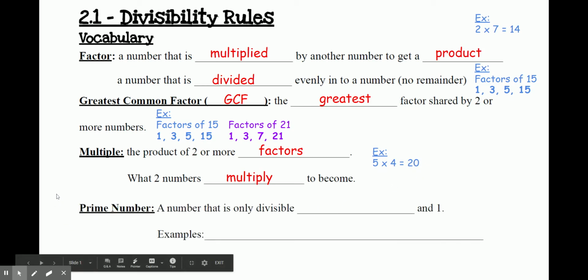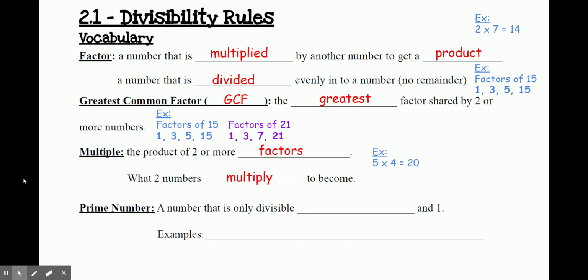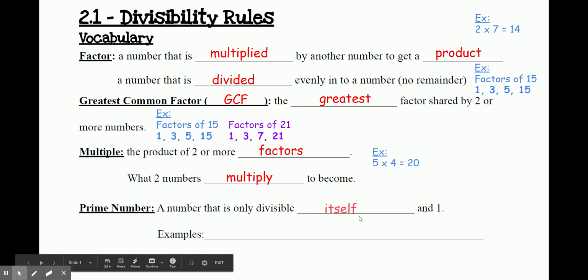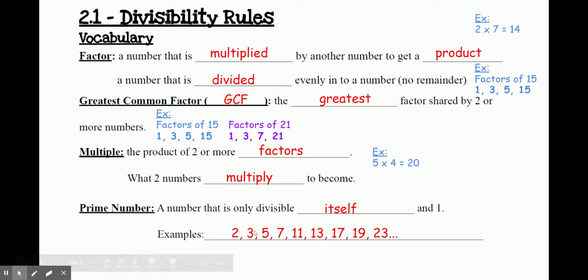A prime number. Now, the opposite of a prime number is a composite number, but a prime number is a special number. It's a number that is only divisible by itself and 1. So some examples of prime numbers are 2, 3, 5, 7, 11, 13, 17, 19, 23, and it keeps going. Pause if you need to slow down and write this down. But you can only divide these numbers by 1 and itself.